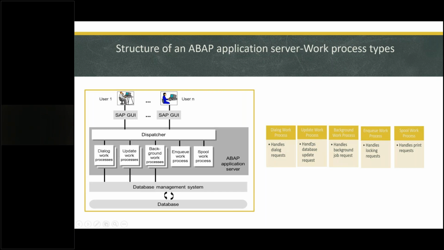In the update work process, database updates will happen. Suppose you want to create a purchase order. You will enter all the data, then click on the save button. That means you want to save that data, right? Behind the screens, in every application, the save part will be taken care of by the update work process. If something fails in the update work process, you will get a pop-up message.